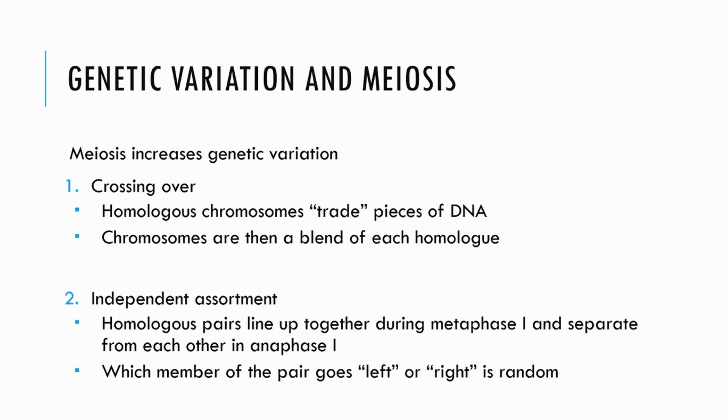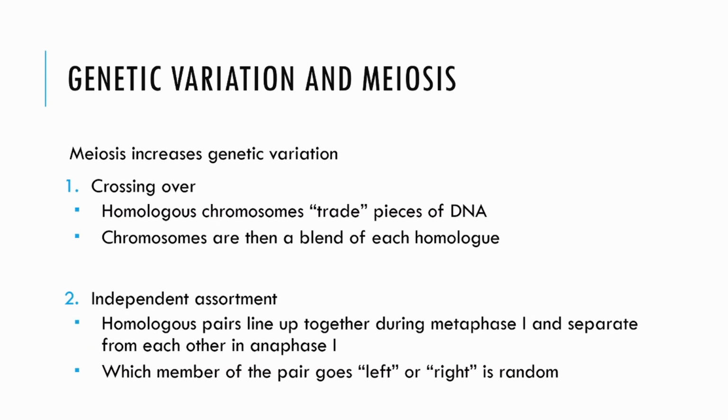So let's look at how we can increase genetic variation with meiosis, and this ties into what we were looking at with prophase, metaphase, and anaphase 1. The reason we're able to increase genetic variation is through what we call crossing over. Now this happens in that prophase 1 stage.